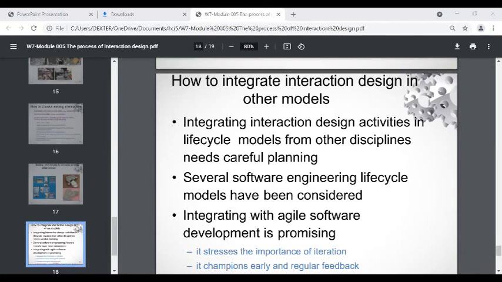And integration is far from straightforward. Many companies have integrated agile methods with interaction design practice to produce a better user experience and business value, but it's not necessarily easy.